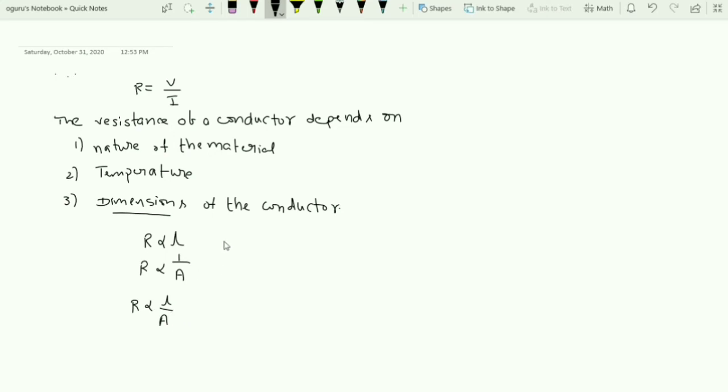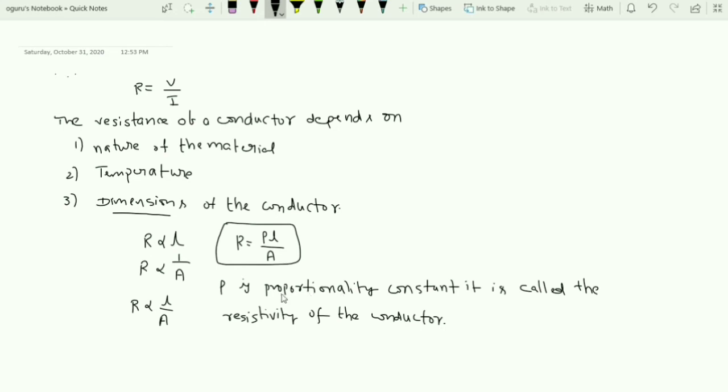Now, if you write this expression, removing this proportionality symbol, that can be written as R is equal to rho L by A. So this is the expression for resistance. R is equal to rho L by A. This symbol is called rho, where rho is the proportionality constant and it is called the resistivity of the conductor.